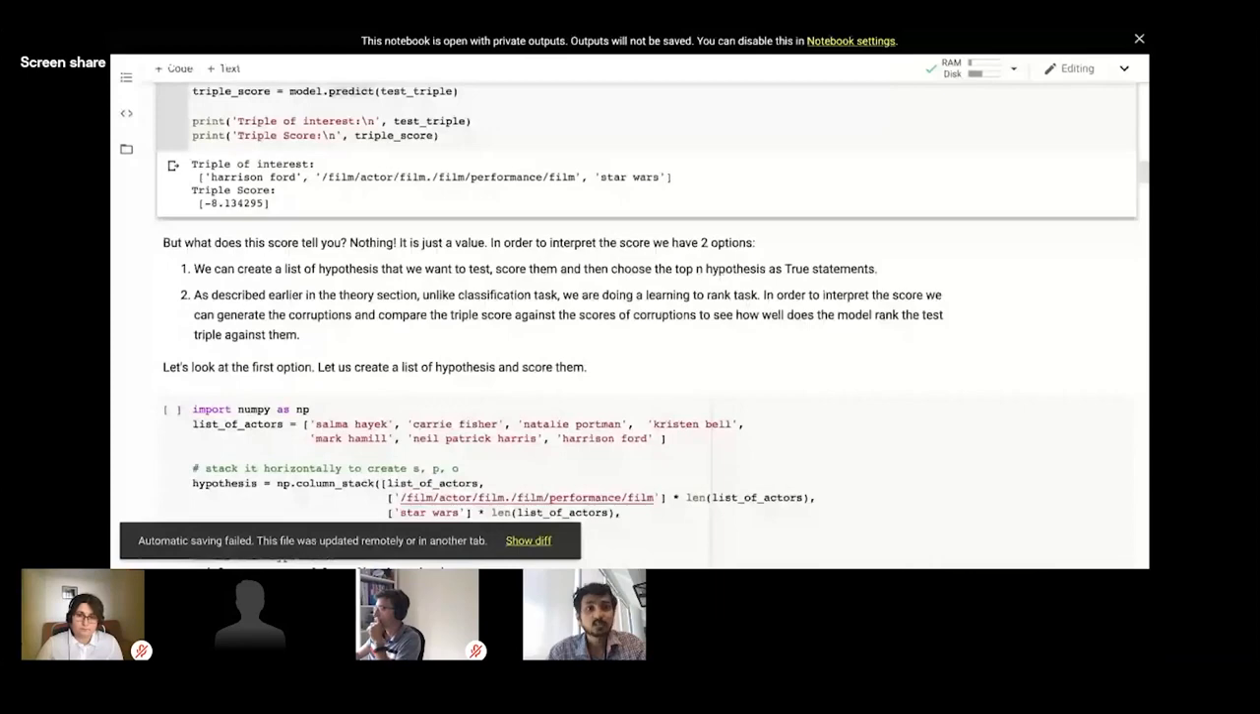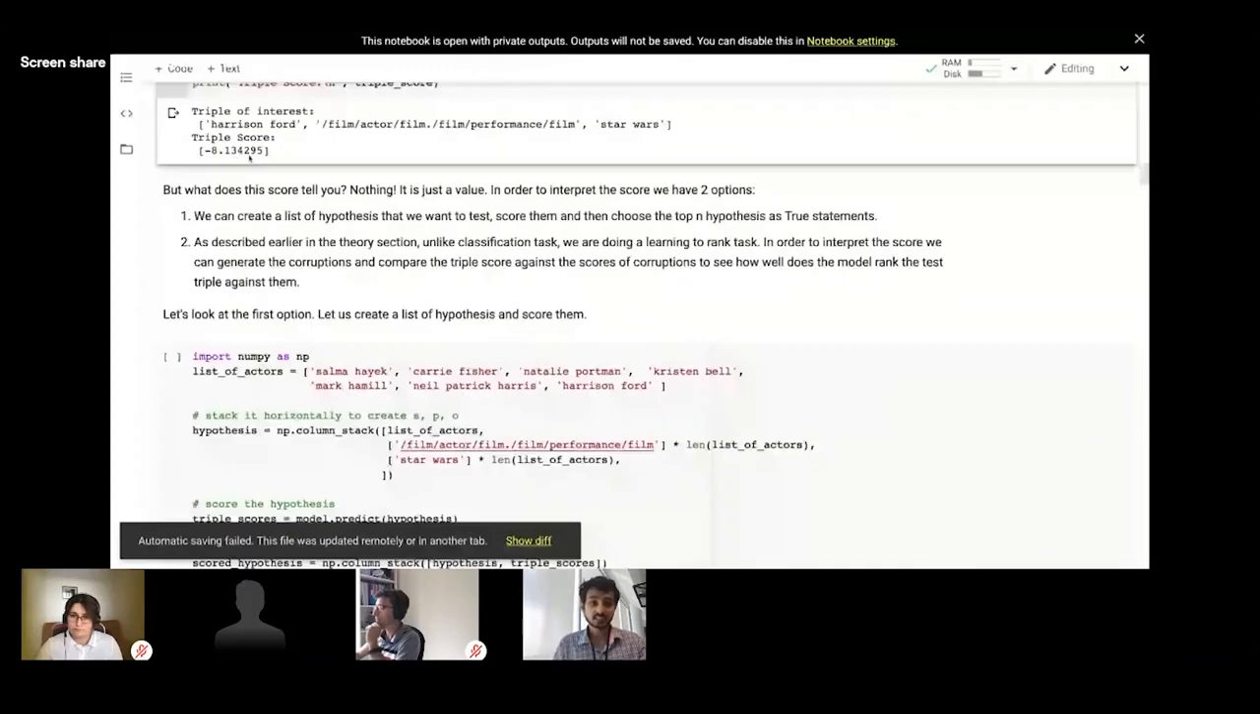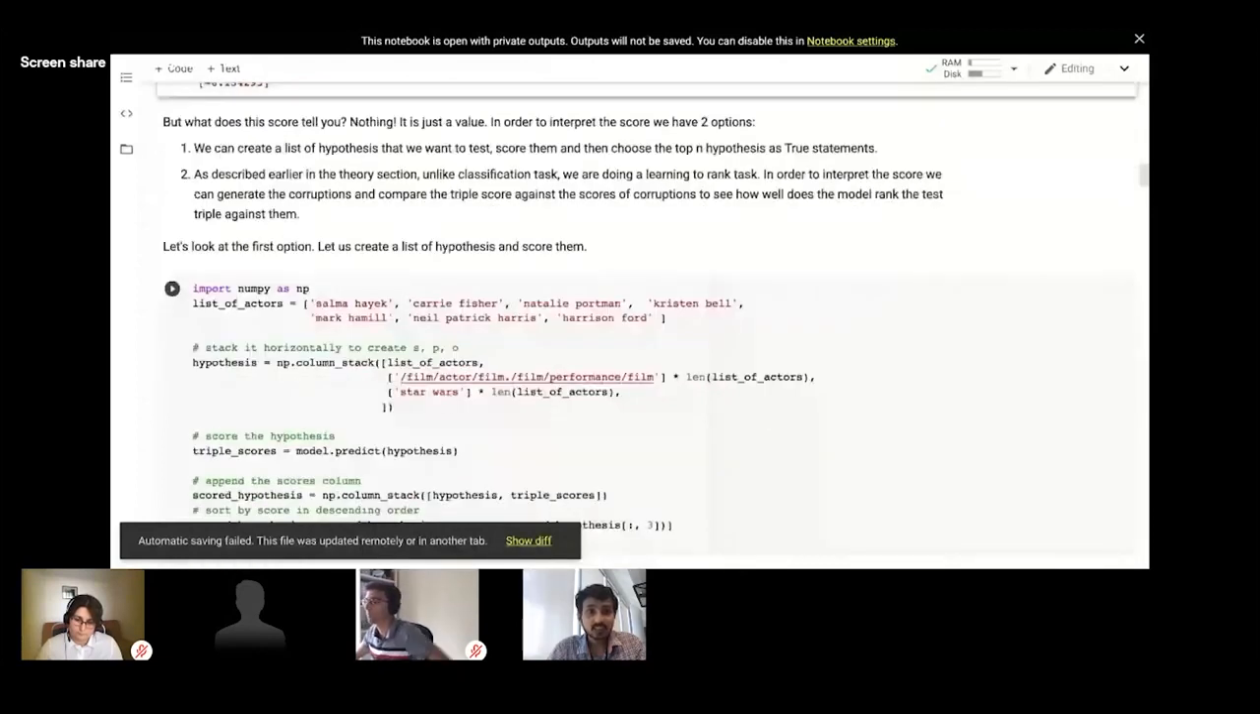So now, what does this score tell me? If I just look at this score, -8, it doesn't tell me anything. It's just a score, right? So how can we use this score? This is something we have to see now. There are two ways in which we can use it. One is by creating a list of hypotheses that we want to test. I want to choose from this list the top hypothesis, the one which gets the highest score, as true. So this is what I'd do.